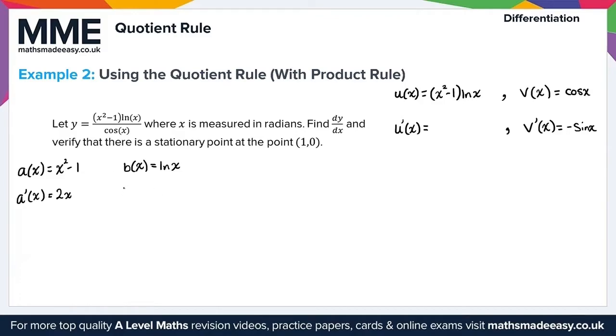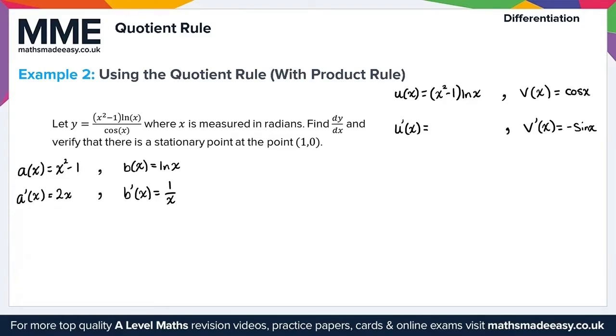And again here, b prime of x is simply the derivative of the natural logarithm of x, which gives us 1 over x. Okay, and here now, all we simply need to do then is apply the product rule. And remember, for the product rule here, it's just going to be a of x times b prime of x plus b of x times a prime of x here.